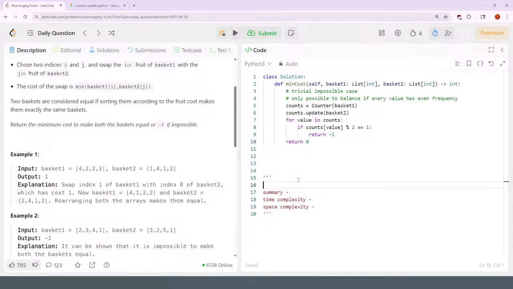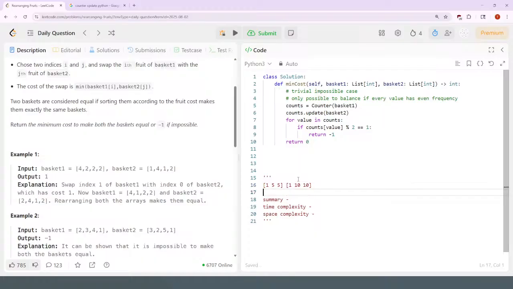Okay, so I initially thought this was going to be straightforward, in that you just swap things that were unbalanced with each other so they end up on the other side, but this does kind of minimize the number of swaps, to be honest, rather than minimizing the cost. So for instance, let's say one basket is 1, 5, 5 and the other one is 1, 10, 10. Then in theory you can balance it by swapping the 5 and the 10, and that would do one swap to balance it.